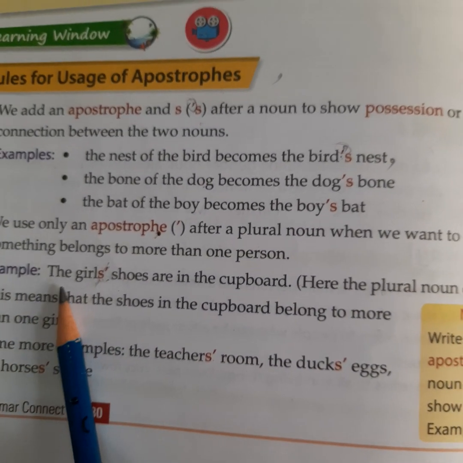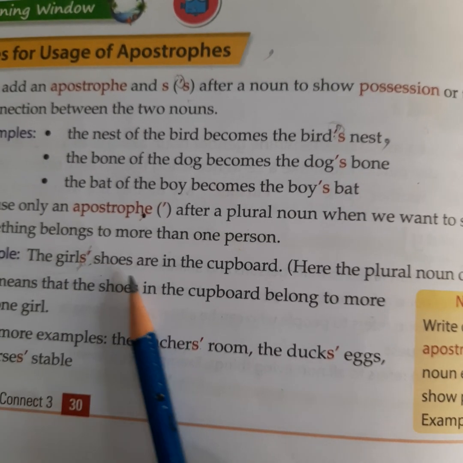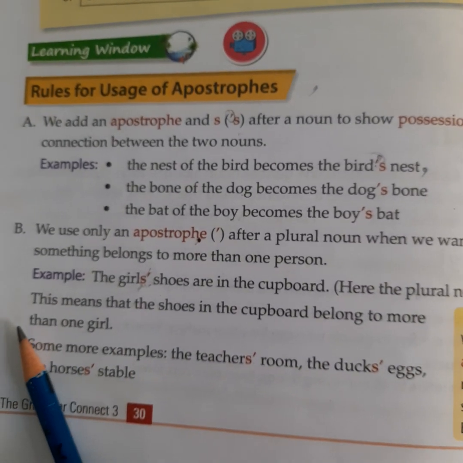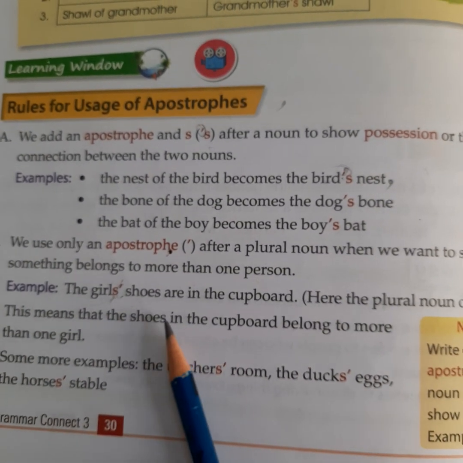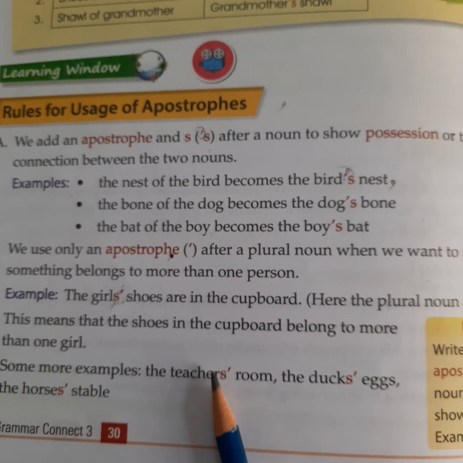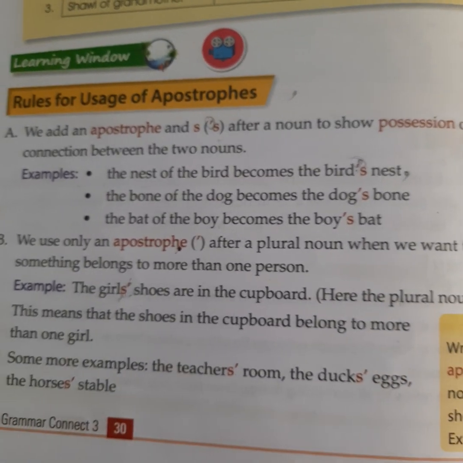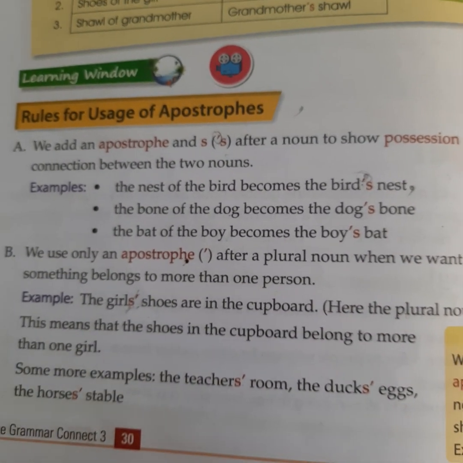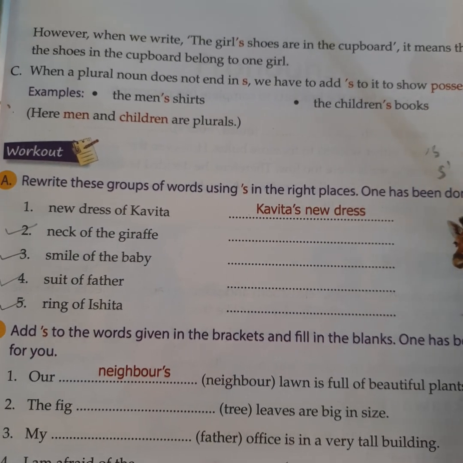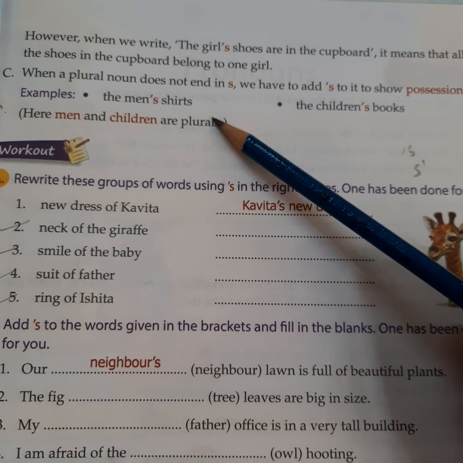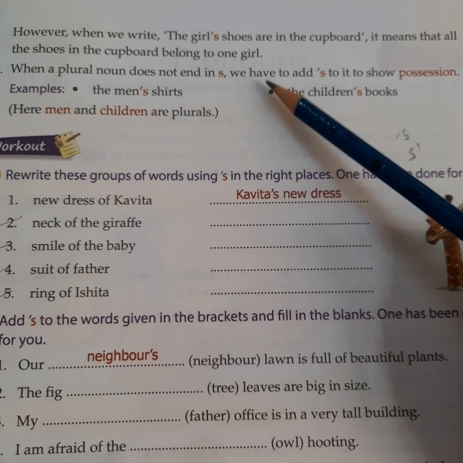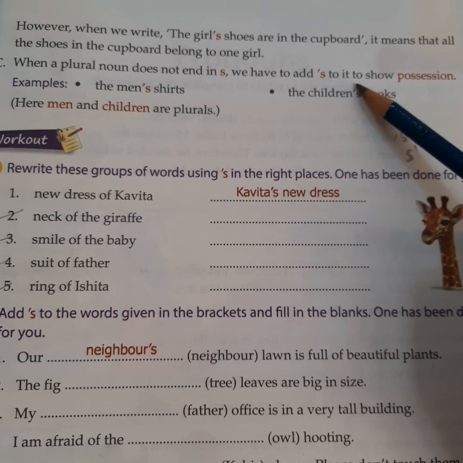So, the girls' shoes are in the cupboard. Here the plural noun of girl ends in S. This means the shoes in the cupboard belong to more than one girl. Some more examples: the teacher's room, the duck's egg, the horse's stable. This is how we can use the apostrophe with plurals. However, when we write the girl's shoes in the cupboard, it means that the shoes belong to one girl.